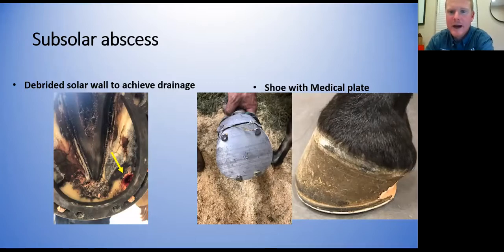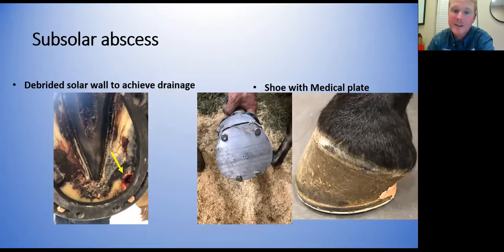You can see there, there's bolts attached, but the medical plate is placed on the horse's shoe. We place some threads through the shoe, and then you can attach the plate with bolts at home, and you can manage this very easily at home. And it gets the sole off of moisture, it gets the sole off of the ground. Those horses are less likely to be contaminated, and the horse will heal up within about 2 weeks and be able to have its plate removed.